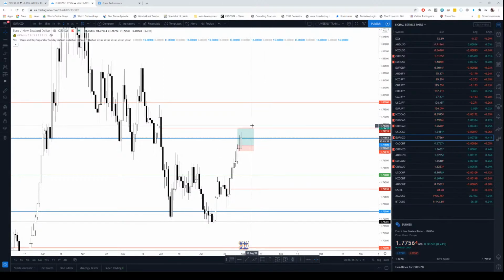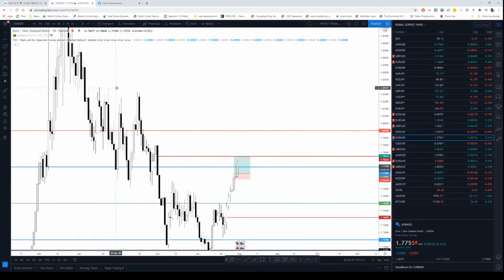Once we get here, maybe we can get a pullback, but if we don't and we go through it, then we'll be attacking these highs. So I take them one at a time. Let's get up here first and then see what price is going to do, if it's going to pull back or go through it.